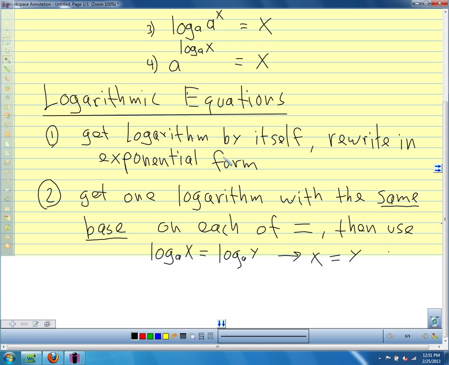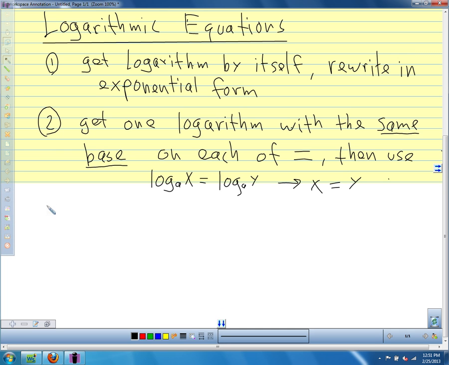One, we're going to get a logarithm by itself on one side and then rewrite our equation in exponential form. The other way, get one logarithm with the same base on each side and then use this rule. And I'm going to say, don't forget our other rules for logarithms. We still need to use those.